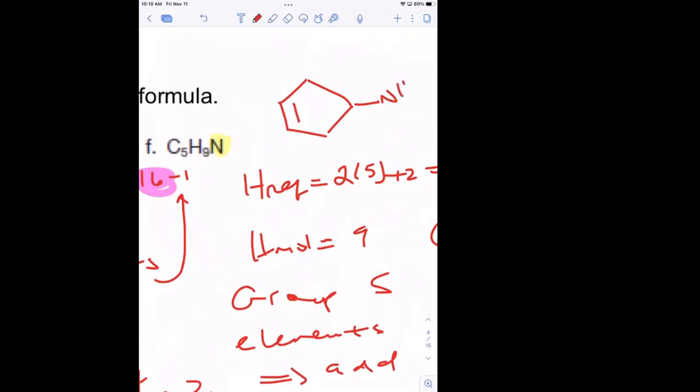I want to put the nitrogen here, that's NH2, and then there's 1 hydrogen here and 1 here, and then 2 here, 2 here, and then 1 here. That's 2, 4, 5, 6, 7, 8, 9. 9 hydrogens, 5 carbons, 1 nitrogen. All right. As long as your structure meets the requirements for a proper Lewis structure, it is not incorrect. Because if we just have a molecular formula, we don't know the structure.